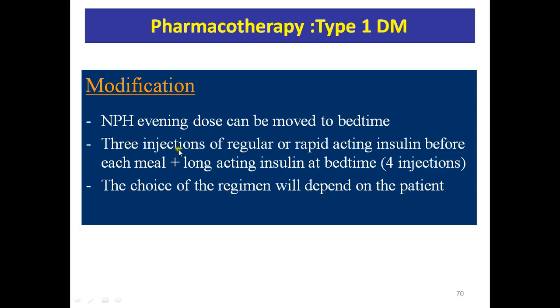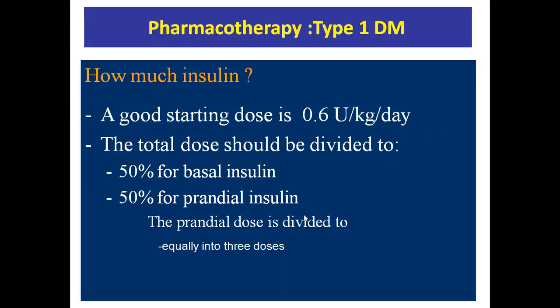Or you can give 3 injections of regular or rapid acting insulin before each meal, and long acting insulin at bedtime, 4 injections. This is the best regime to follow. The choice of the regime will depend on the patient, his health, his daily activities, his ability to take insulin at work, and his ability to inject himself with insulin. It all depends on that.